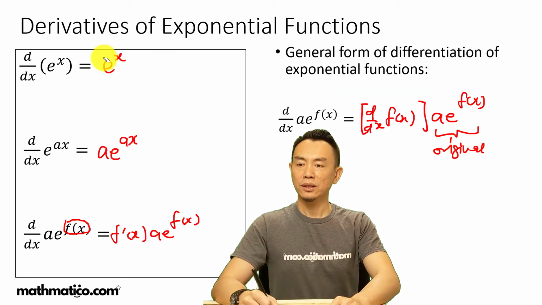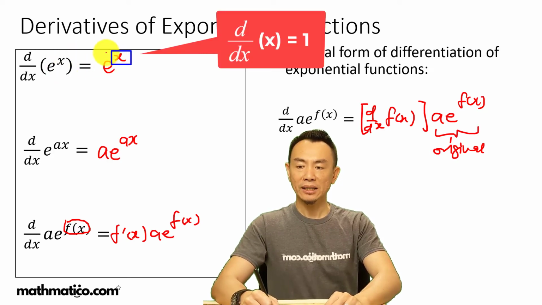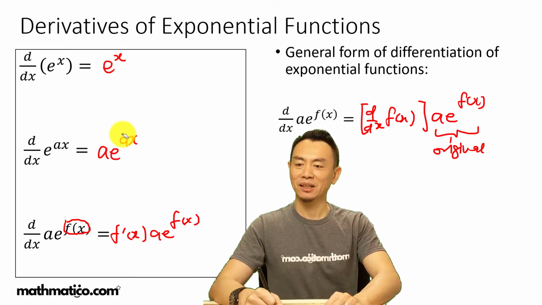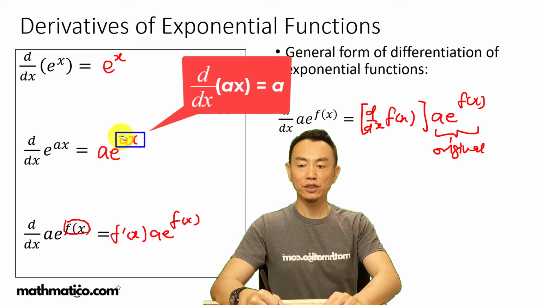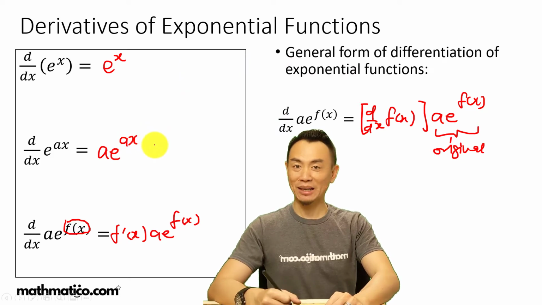If you look back at the differentiation of e to the power of x, the power x, you differentiate it, you get 1. 1 times the original, you get e to the power of x. Here you have e to the power of ax, you differentiate the ax, you get an a, multiply by the original, e to the power of ax. Right, so now let's get some examples.